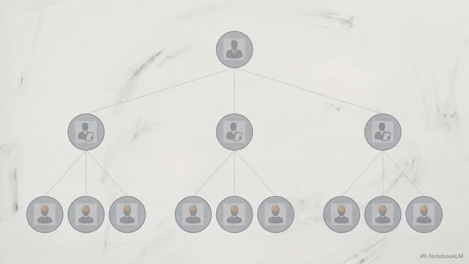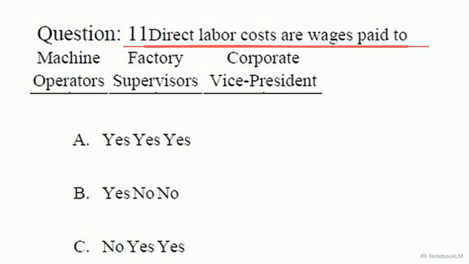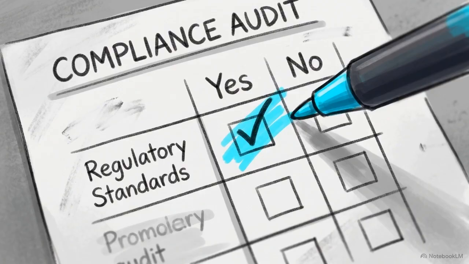To understand cost behavior, we have to look at how different types of labor are categorized within a corporate hierarchy. This assessment question requires us to identify which of these specific roles qualify as direct labor costs. We have three distinct positions to classify: machine operators, factory supervisors, and a corporate vice president. Misclassifying these wages distorts how inventory is valued on the balance sheet, leading to inaccurate financial reporting. The options follow a strict yes-no matrix. There is no room for ambiguity in professional compliance.